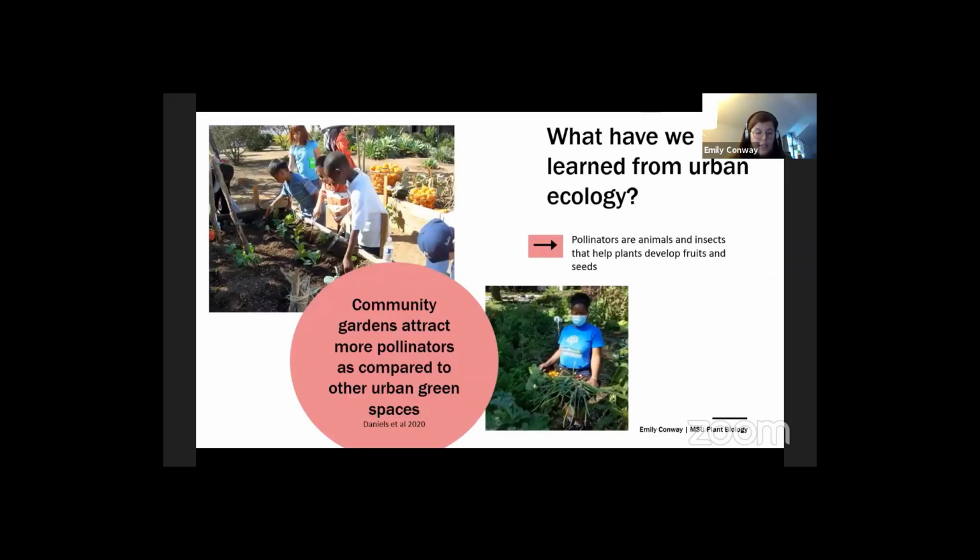We also know that community gardens are really important green spaces in urban areas. We know that they help attract pollinators, and pollinators are animals and insects that help move pollen around to the different plants. So it helps plants develop their fruits and their seeds. And these are really important, not just for us to produce really healthy foods and things that we like to eat, but they also help all the animals and the insects, even more so than other urban green spaces like parks, our front and backyards, and even cemeteries.